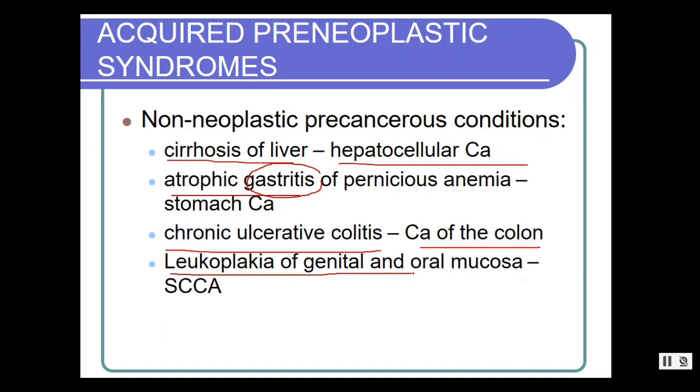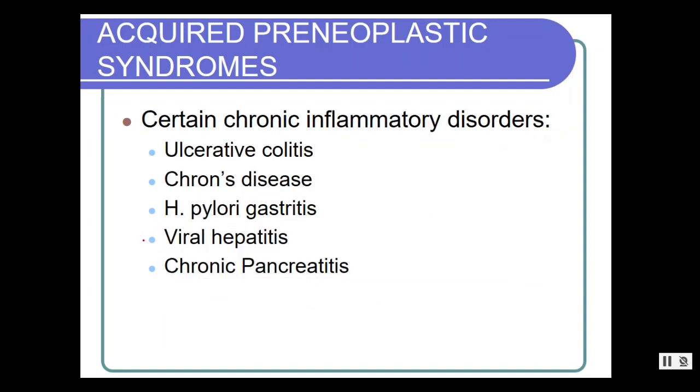Leukoplakia of the genitalia and oral mucosa. There are whitish lesions in the oral cavity and in the genitalia. This can later on lead to squamous cell carcinoma. Now, even inflammatory disorders can lead to cancer, like ulcerative colitis. There is a colon infection, Crohn's disease, another disease of the small intestines.